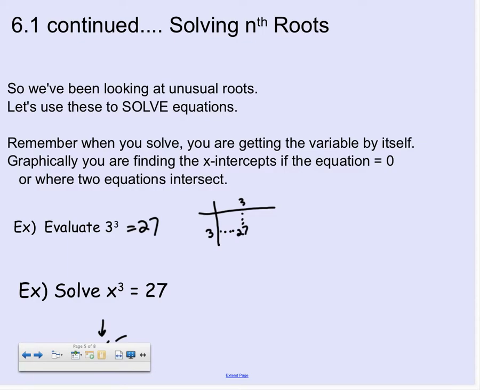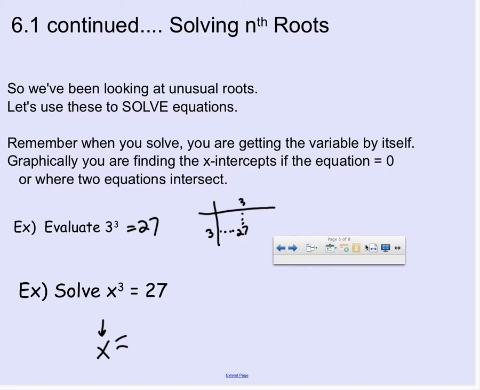Now the problem becomes: solve x cubed equals 27. What it means to solve is to figure out what x equals, all right? We want to figure out what x equals. So don't we have to get rid of this little 3 right here? We've got to get rid of it, okay?